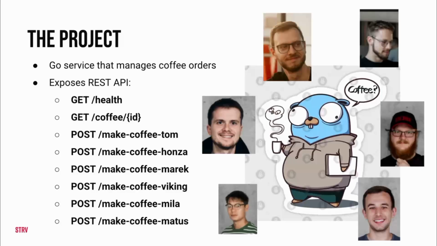We have health, as any backend service should have. It's mainly for AWS infrastructure stuff. Then we have get coffee, and then we have multiple make coffee endpoints, 6 basically, one from each of us from the Go team in STRV. Every single one of us has a different style of making it, so we'll go through it very soon.